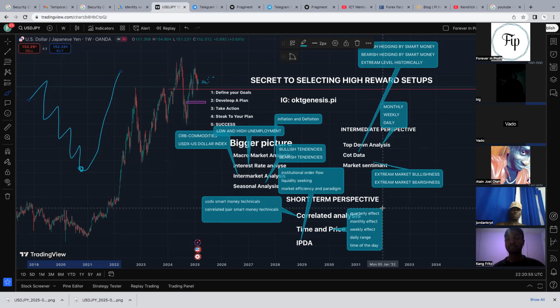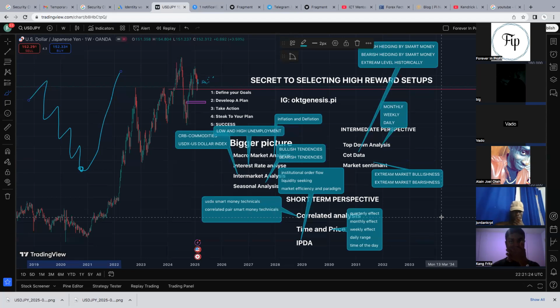Now, the short-term perspective, we have the correlated analysis, which means any pair that does the same as the other pair. What pair can I take? For instance, USDJPY and dollar index do the same thing. If USD is selling, dollar index will be selling. USDJPY is selling, dollar index will be selling. And maybe gold will be buying. Those are pairs that are correlated. Pairs that do the same thing, when someone is buying, the other ones are still buying. They are correlated pairs. You can actually do that.